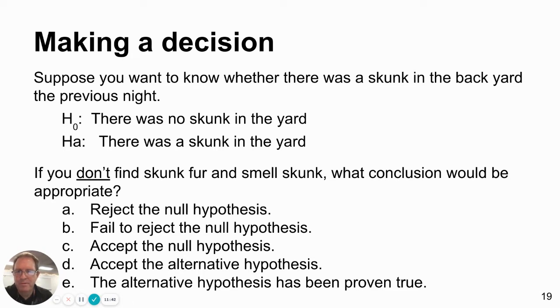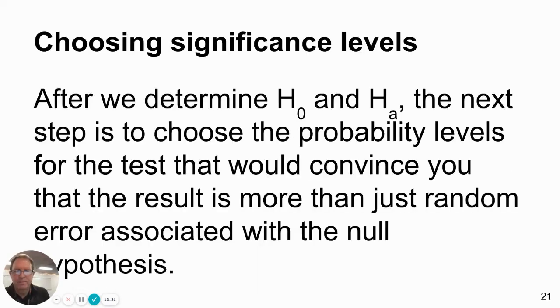We don't find skunk fur and smell skunk, so we don't have evidence against the null hypothesis, but we can't say that we accept the null. What we say here is we fail to reject the null hypothesis. And I know from an English perspective, failing to reject the null is clunky, and it might even be a double negative, maybe so. But from a statistical perspective, it is perfectly correct to say fail to reject the null hypothesis. Replacing that word with accepting the null would be wrong. We fail to reject the null hypothesis.